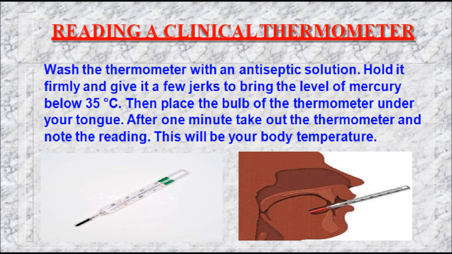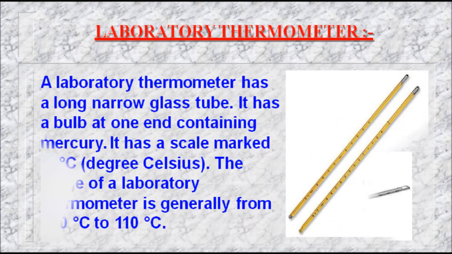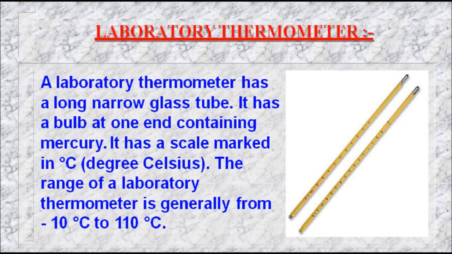This kink prevents immediate backflow of the mercury from the tube to the bulb, thus allowing us to read the temperature conveniently. This is the reason why we give a jerk to the thermometer before taking a new reading. The jerk positions the mercury below the kink in the bulb. Laboratory thermometer. Laboratory thermometers are used in laboratories for performing experiments.